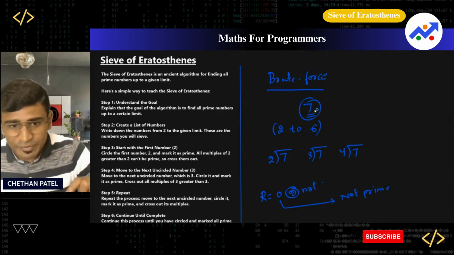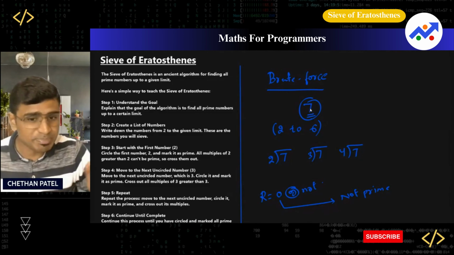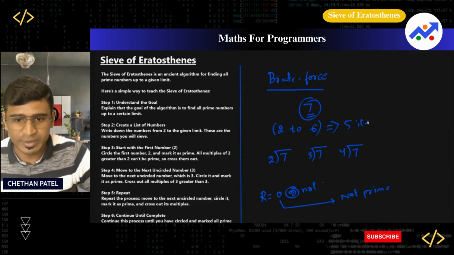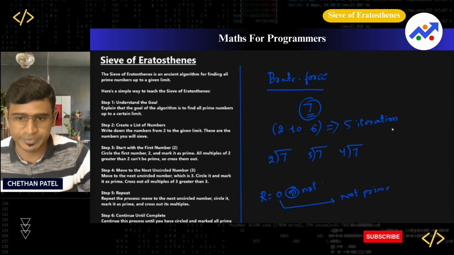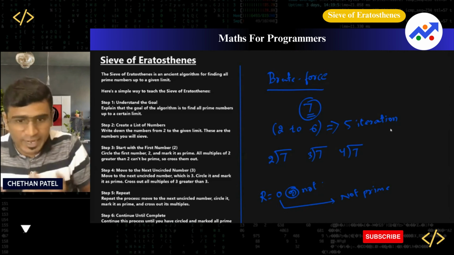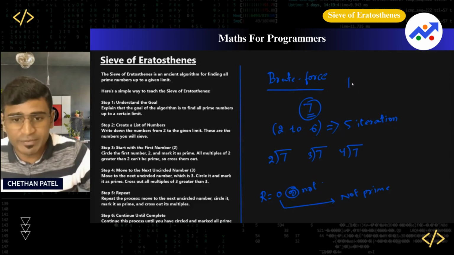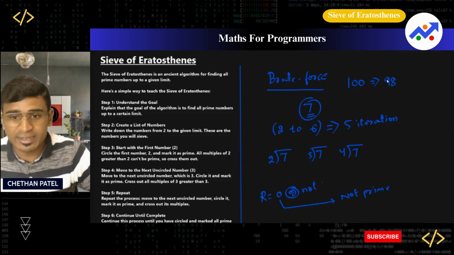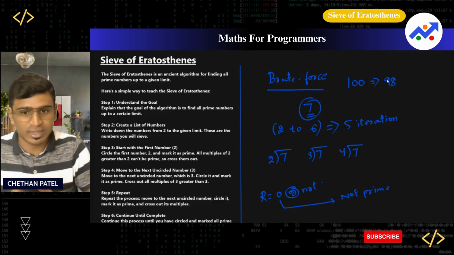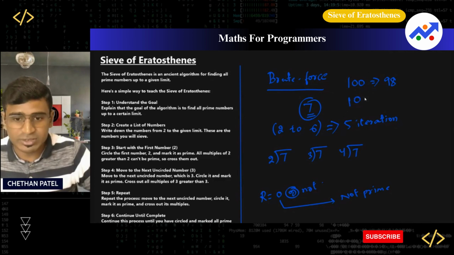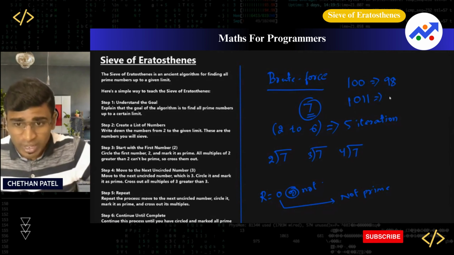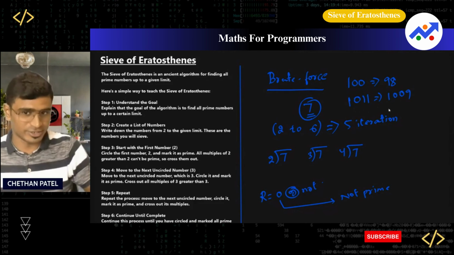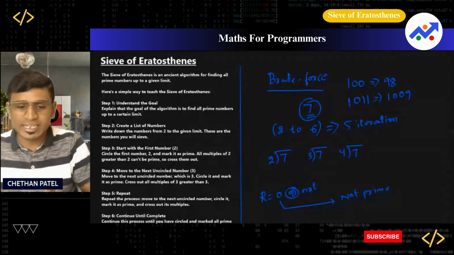Essentially, to identify the number 7 as prime or not, I need to run a loop 5 times. It takes 5 iterations. And if I wanted to identify 100 as prime or not, I need to run around 98 iterations. And if I wanted to identify 1011 as prime or not, I need to run around 1009 iterations. So this is pretty expensive.